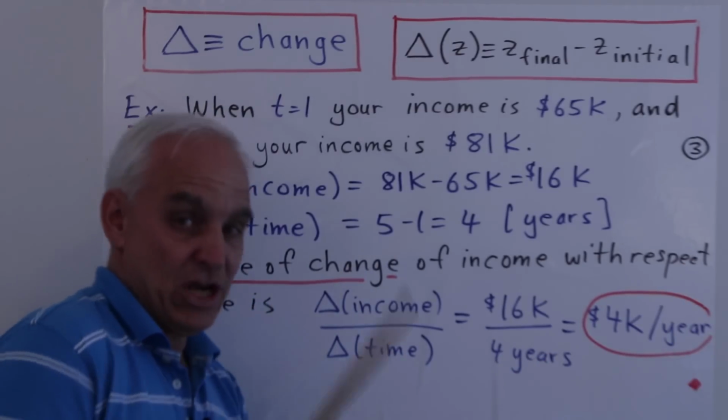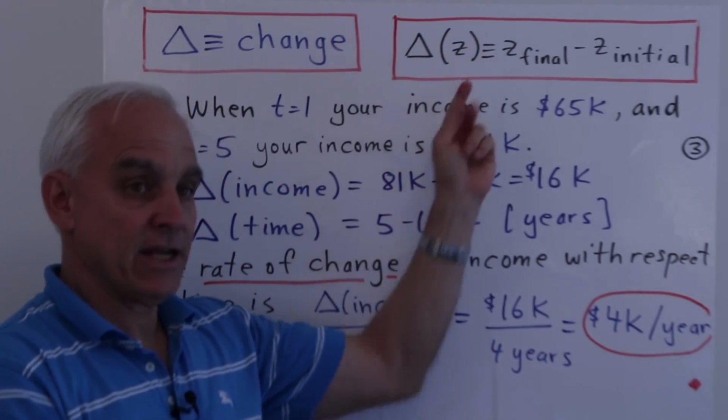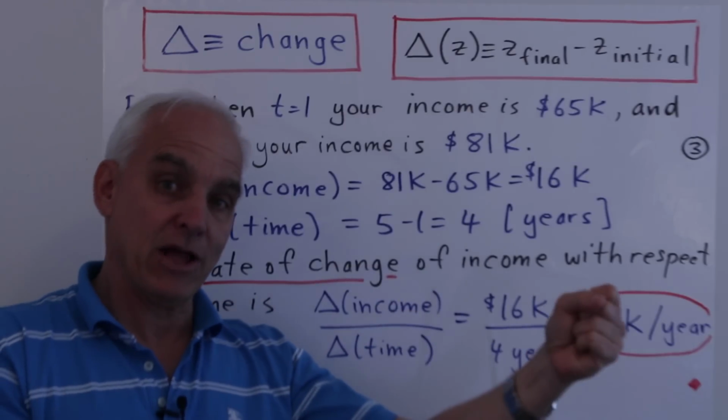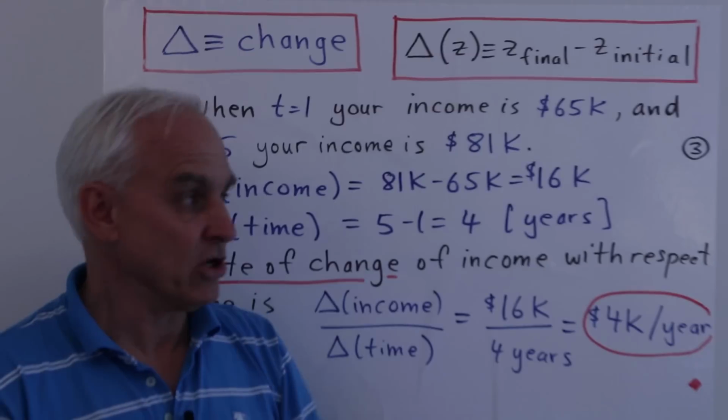Often in terms of an initial value and a final value. And the change in z is the difference between the final value and the initial value. Final value minus initial value.